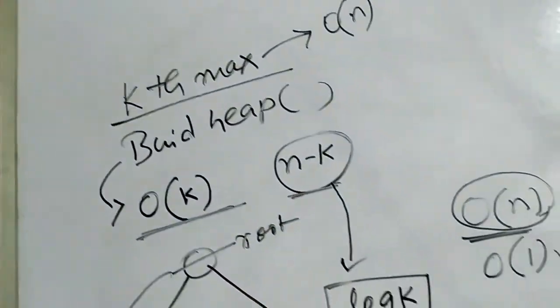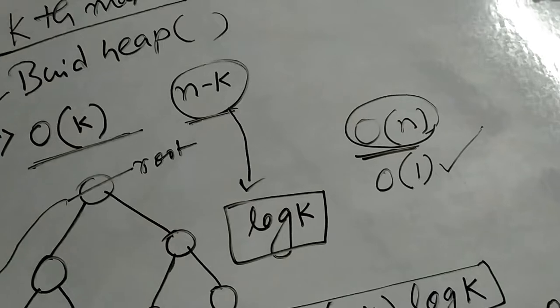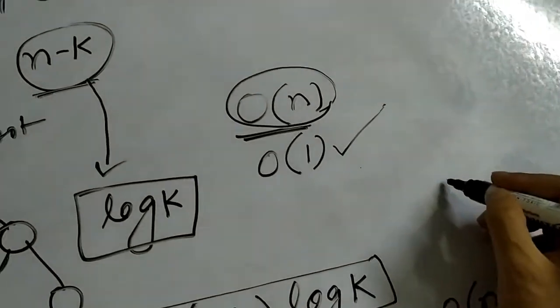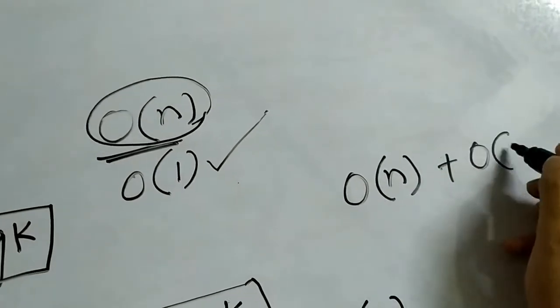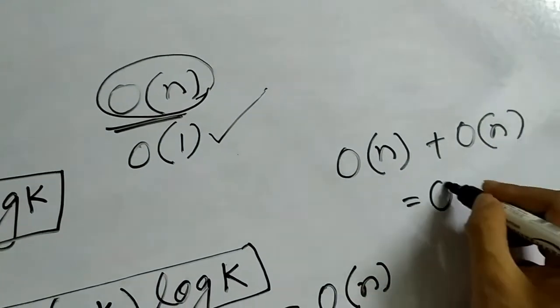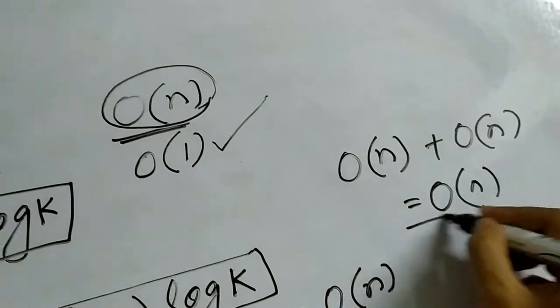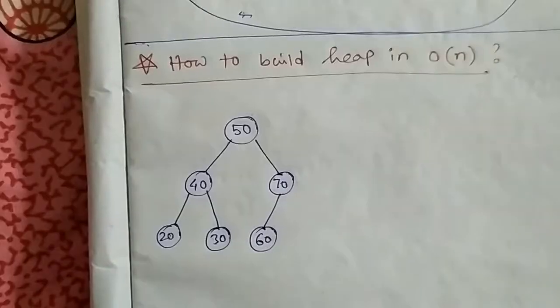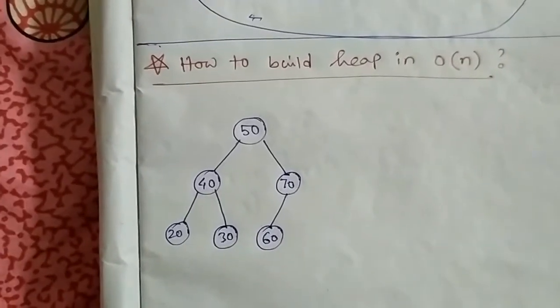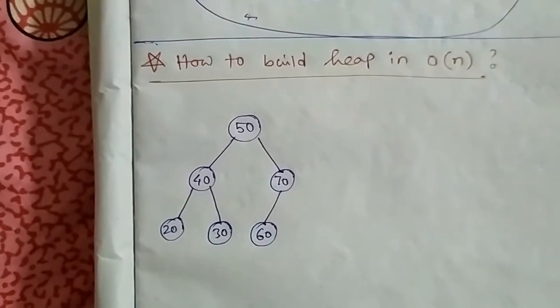Similarly, to find out the kth minimum also, we will take order of n time. So the total time we will take is order of n plus order of n, that is also order of n. So we have fulfilled all the constraints given in the problem. Now we will discuss how to build a heap in order of n time.